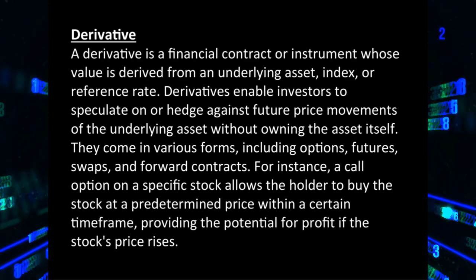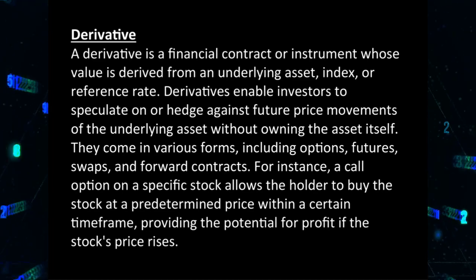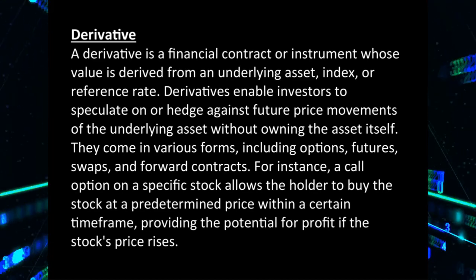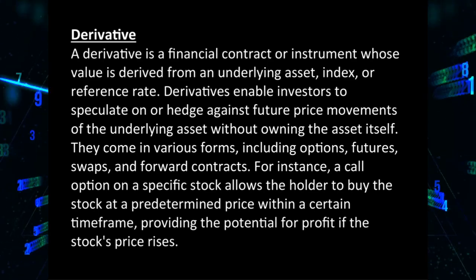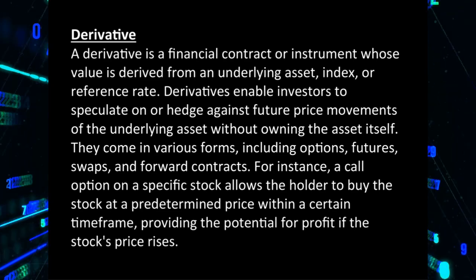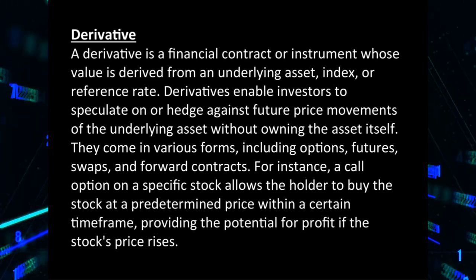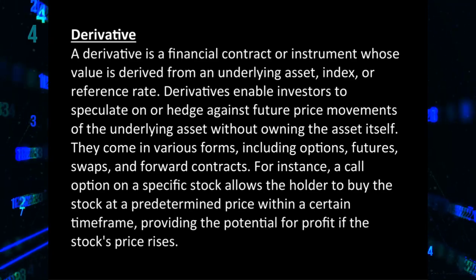Derivative. A derivative is a financial contract or instrument whose value is derived from an underlying asset, index, or reference rate. Derivatives enable investors to speculate on or hedge against future price movements of the underlying asset without owning the asset itself. They come in various forms, including options, futures, swaps, and forward contracts.